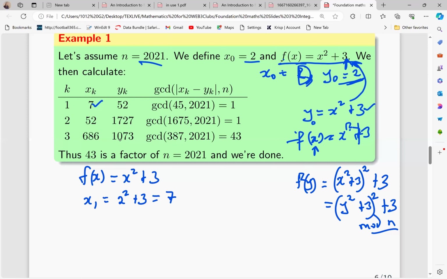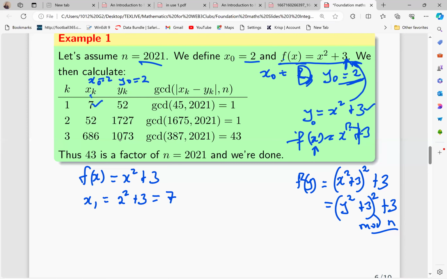Now, this is our table. We are finding the value of x1. To get x1, we use the x just above, which is x naught, and we also have y naught. X naught is 2, y naught is 2. What we are interested in is x1, x2, x3. These initial values we are not interested in; we are just using them to get these.